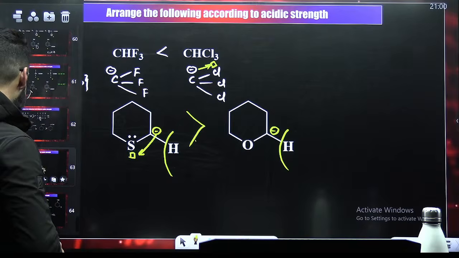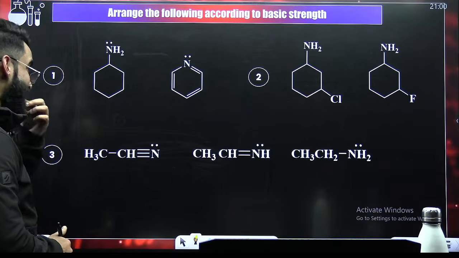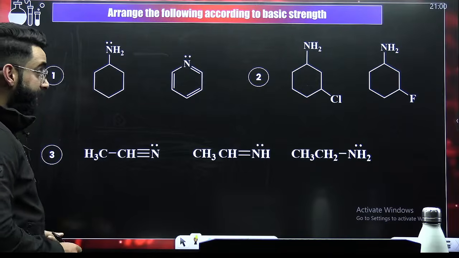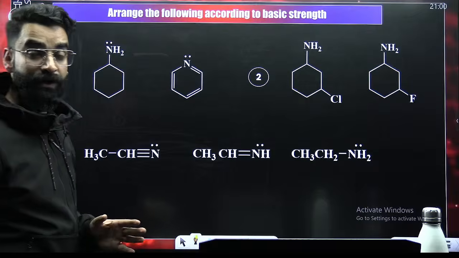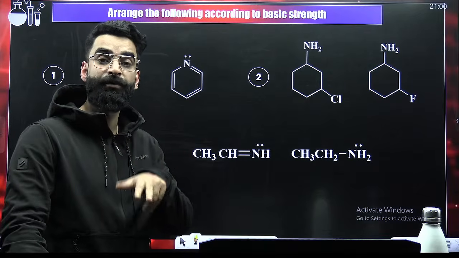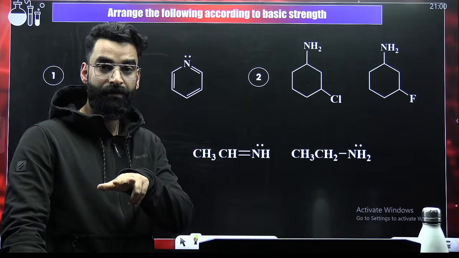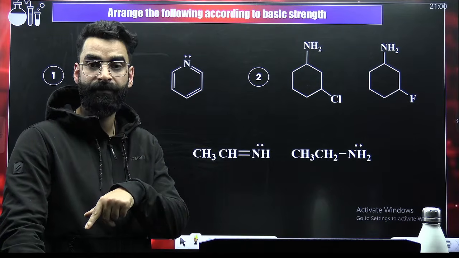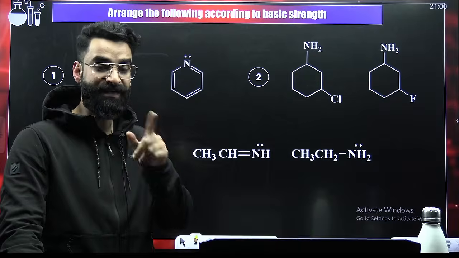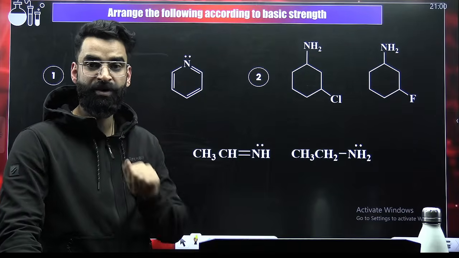Right? I believe this is also clear. And my dear students, if this is clear, can you give me the order of the basic strength? I've already given the rule. Basic strength is directly proportional to electron donating, inversely proportional to electron withdrawing. Right? So basic strength is directly proportional to plus I, inversely proportional to minus I.